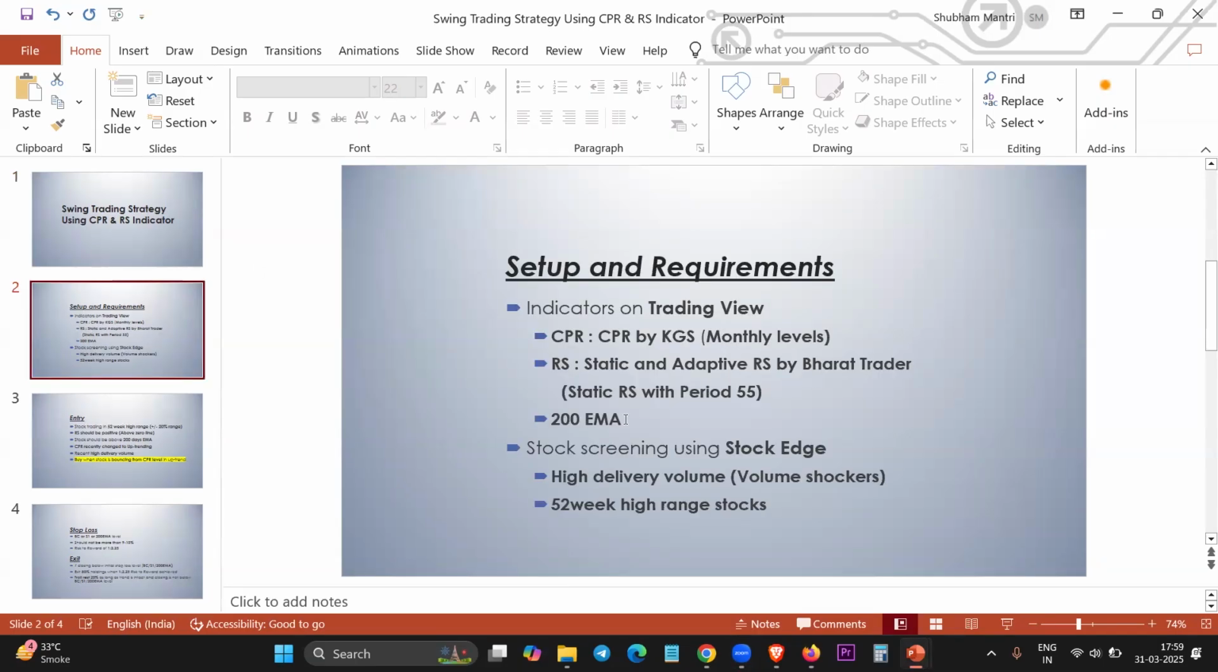For this strategy, we need three indicators. One is CPR, which is CPR by KGS. Then we need one RS indicator, which is Static and Adaptive RS by Bharat Trader. And the other indicator which I am using is the 200 days EMA. Now I'll show you all these three in TradingView.